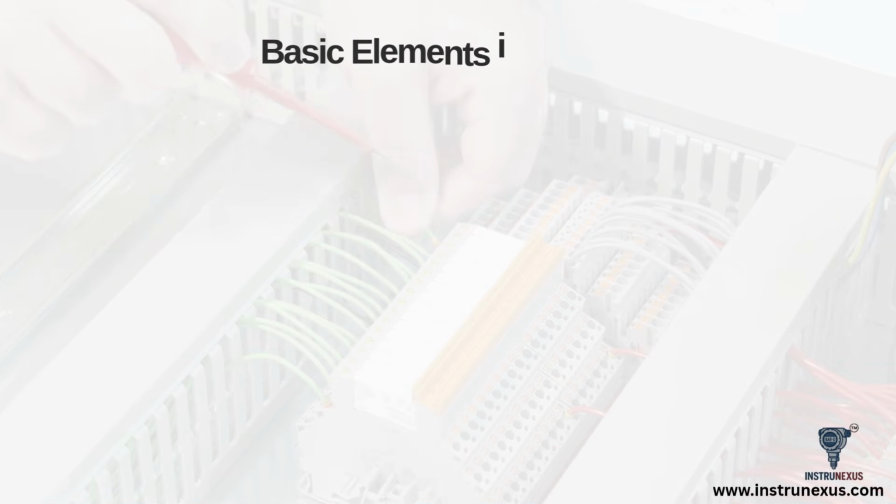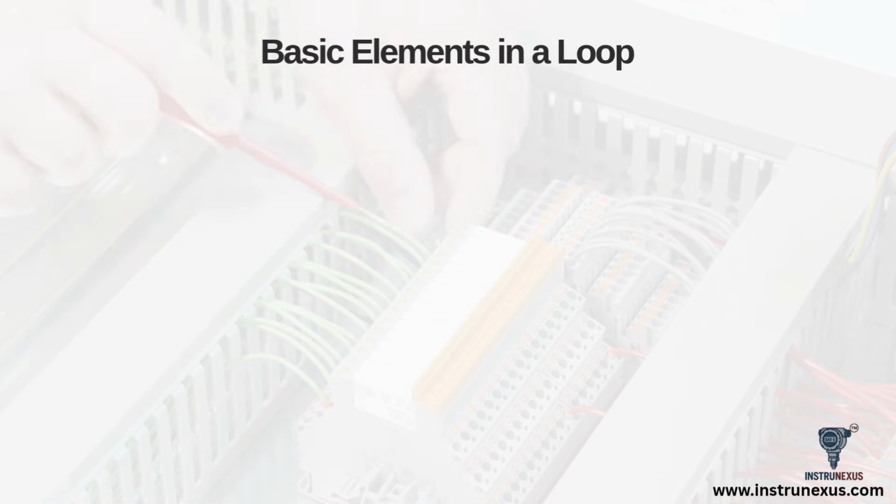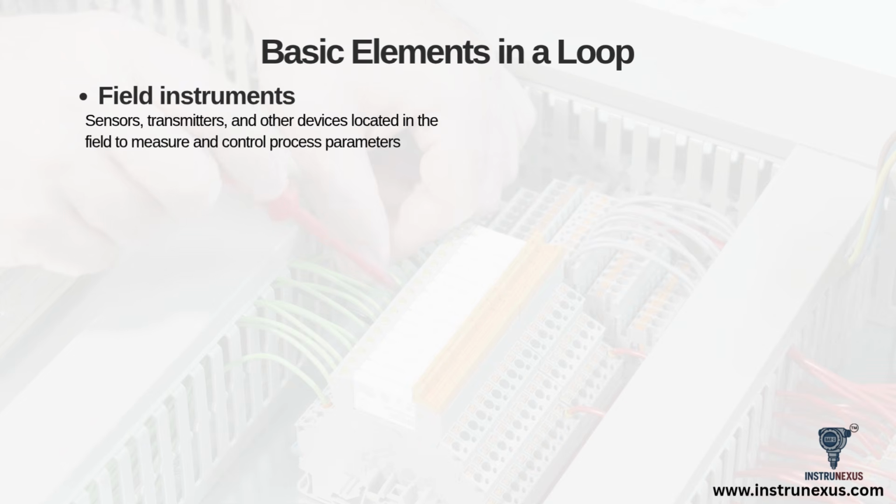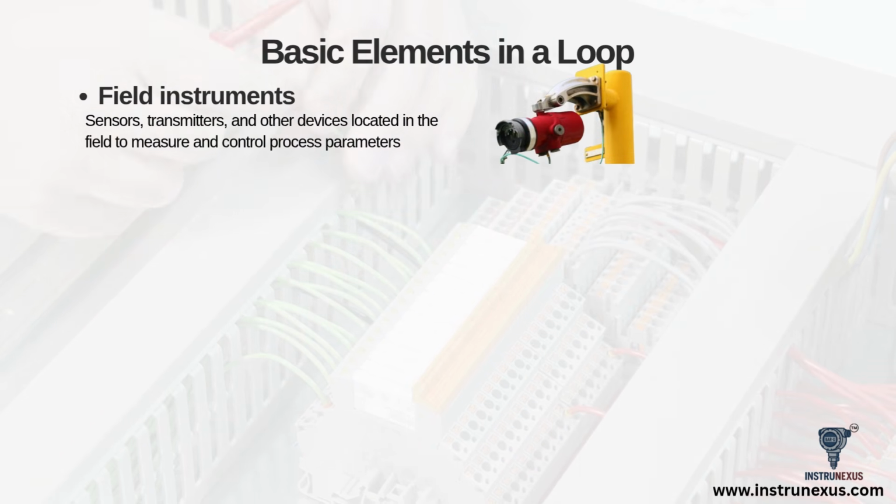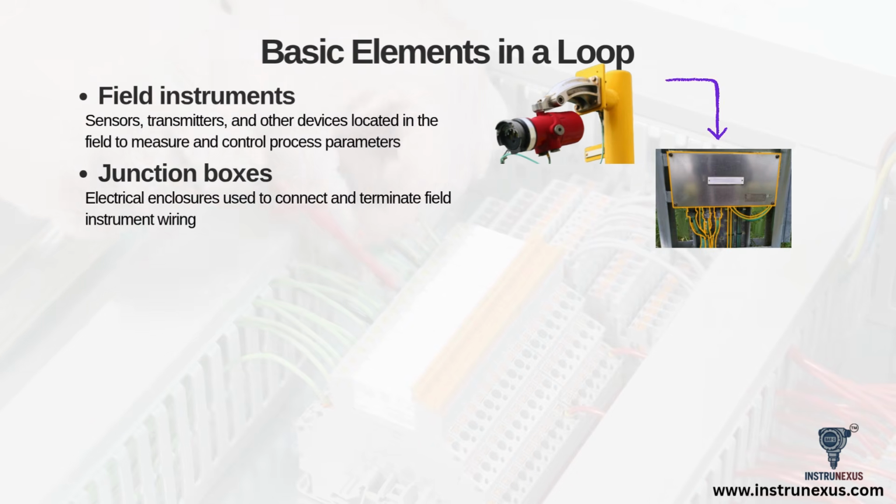Now, let's look at the basic elements you will find in almost every instrument loop. First, you have the field instruments. These are your eyes and ears in the process. The sensors, transmitters, and control valves located out in the plant to measure and control process parameters. The wiring from these devices typically runs to junction boxes, which are rugged electrical enclosures used in the field to connect and terminate instrument wiring.